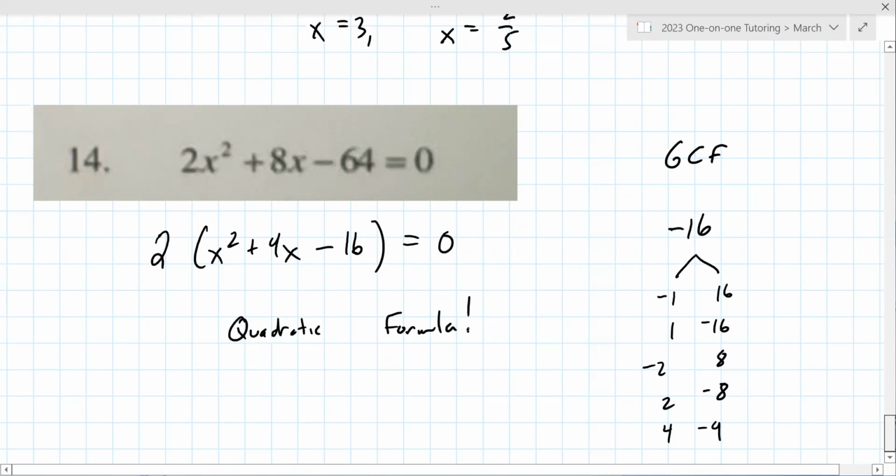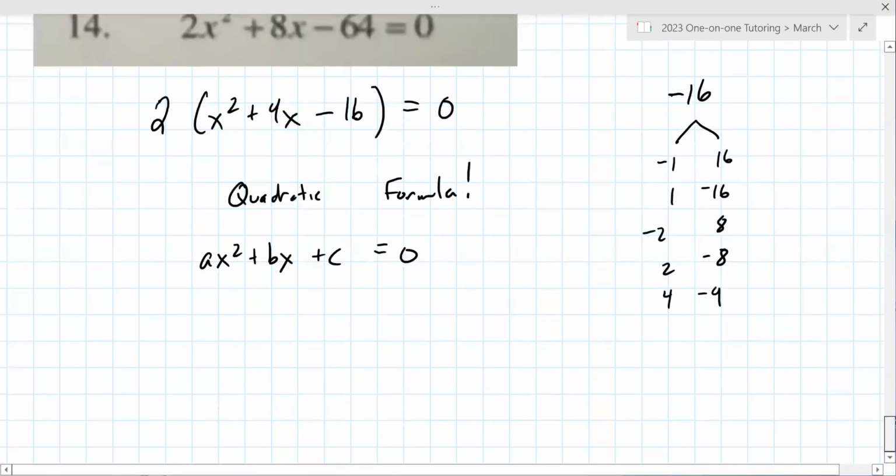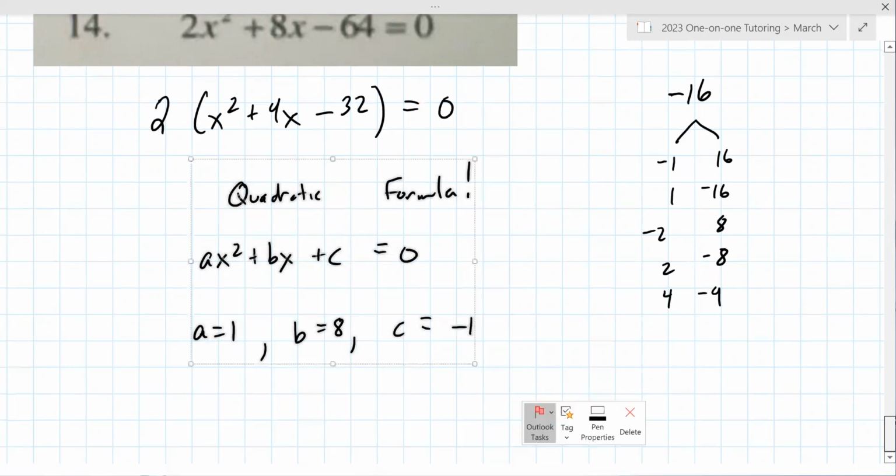The quadratic formula. Yeah. So that's the ax squared plus bx plus c equals 0. We unfortunately do have to do that in this problem. So a is 1, b is 8, and c is minus. You know what? I messed this up though. That's why I was like, why this shouldn't work. That's 32. So that's why this wasn't working.